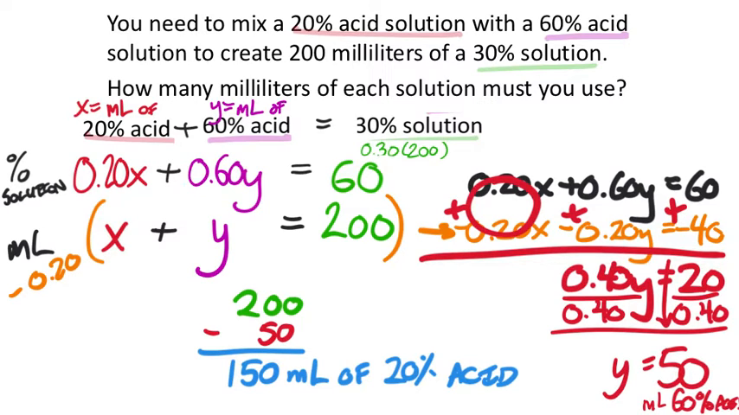So let's just check. Okay, so 150 plus the 50, that's 200. That was easy math. But how about 0.2 times the X, that was 150, plus 0.6 times the Y, which was 50. If I push enter, I get 60. And remember, we already multiplied the 30% times 200, so that's a 60 right there. It checks off. Both of those give us a true statement. And now I know that we have found the solutions.